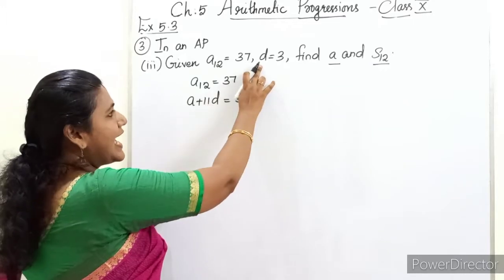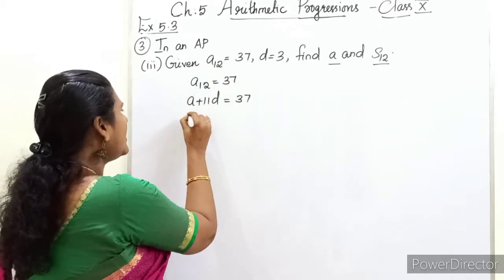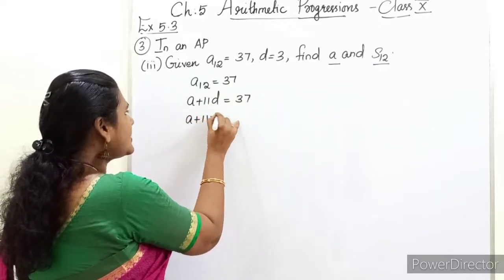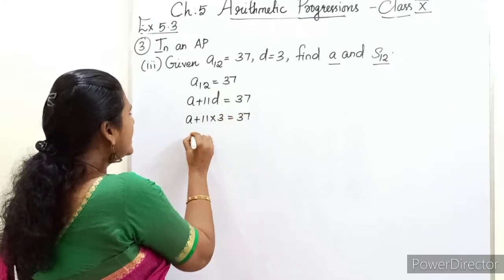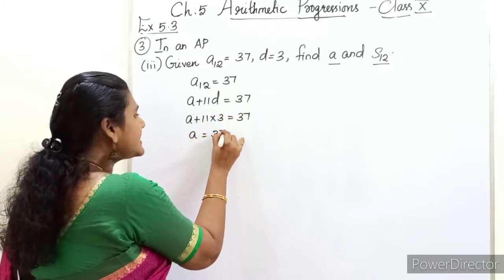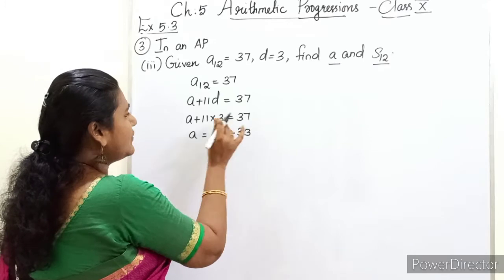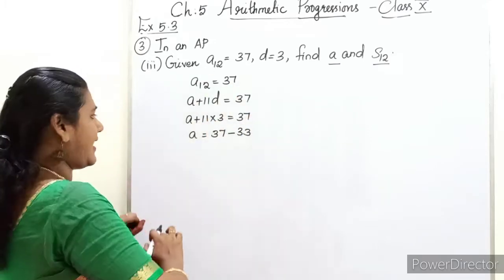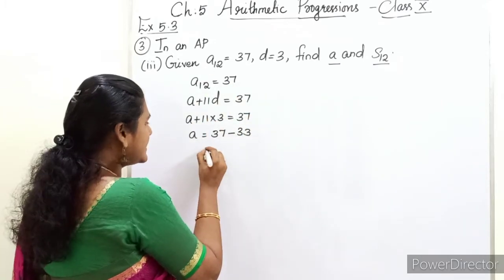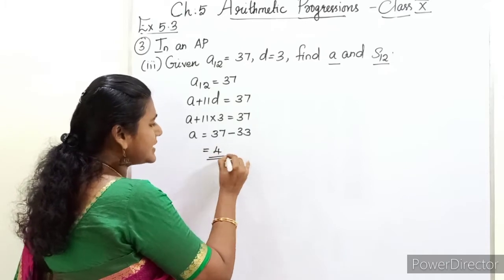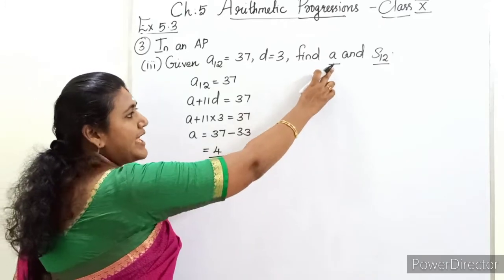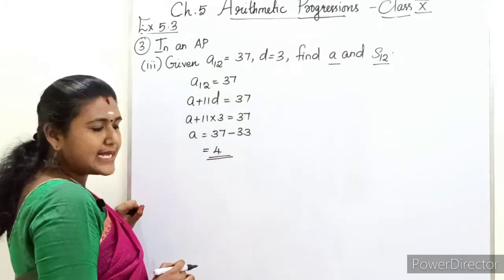Here we know the value of D. Here we will substitute. So A plus 11 into 3 is equal to 37. So A is equal to 37 minus 33. So we will take this 33 to the right side. So 37 minus 33, the value of A is equal to 4. So we got the A value. Now we will find out S12.